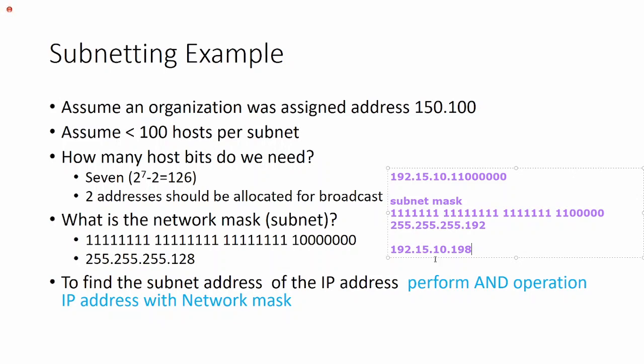To do that, you have to take the IP address and the network mask, the subnet mask, and then do an AND operation, right? When you do the AND operation, you will get the network ID, or the subnet address. Is it clear?